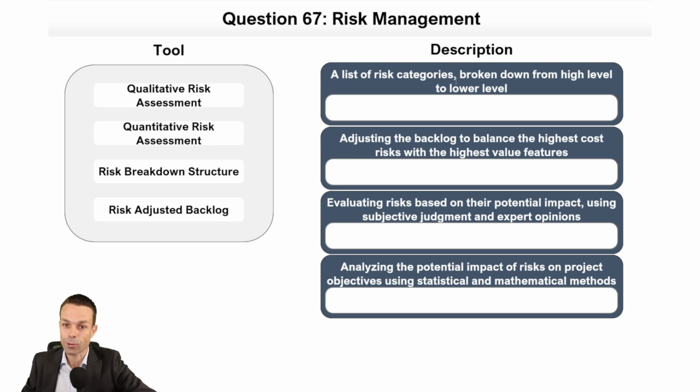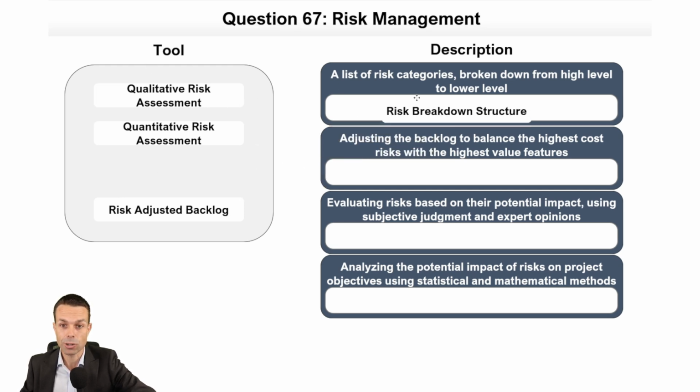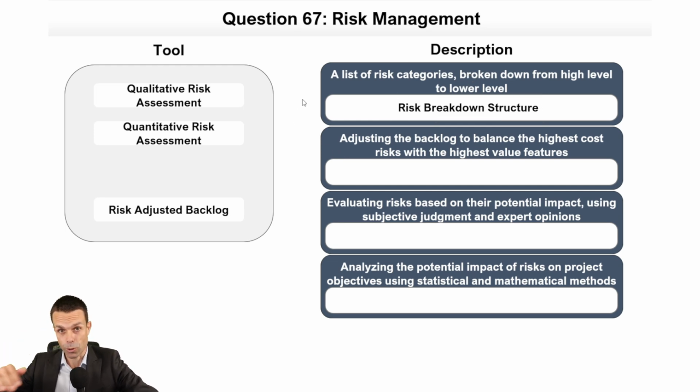A list of categories broken down from high level to low level, or risk categories. That is our risk breakdown structure. And we might put these into categories like commercial risk, management risk, or system risk, and then we can break them down further. So what are all the system risks that we typically see? And it's a great way for us to brainstorm risks and then to use them in the future within our same company. So pretty handy.